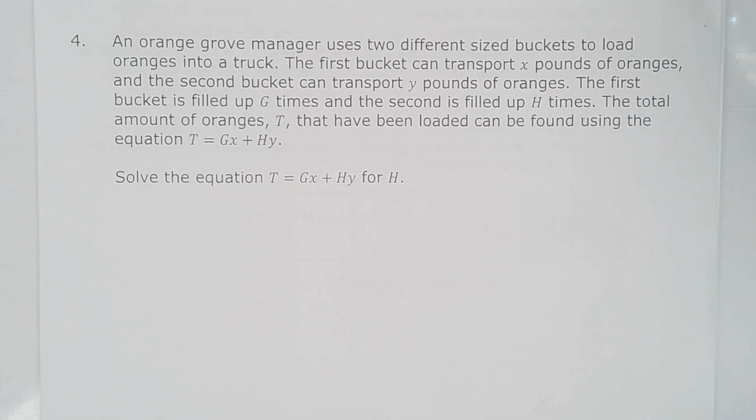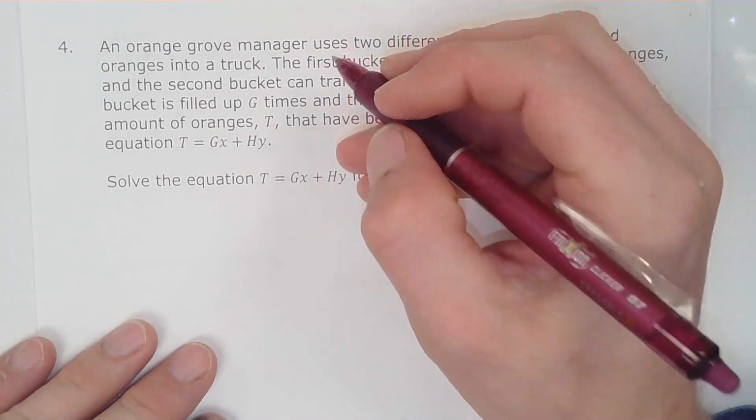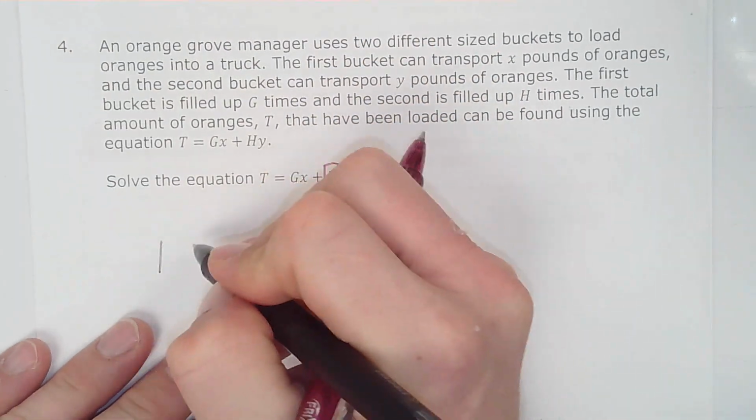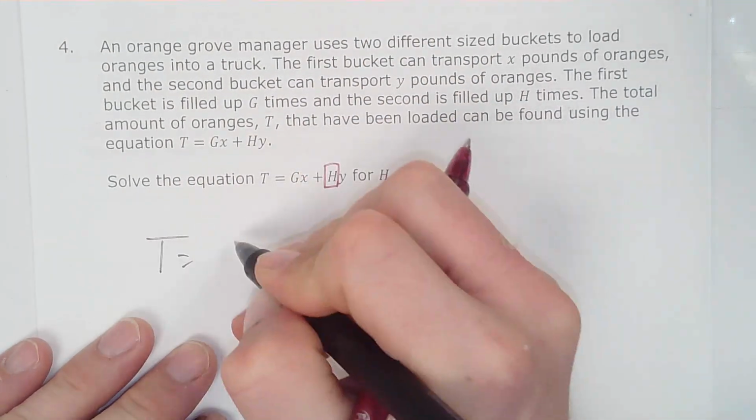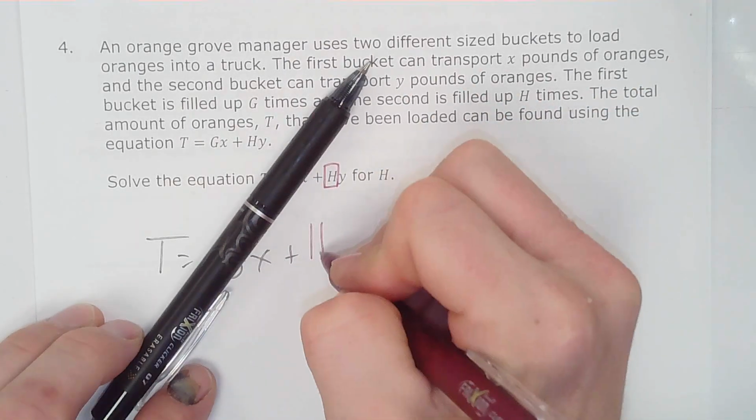Okay, there's a lot of words here, right? Kind of skimmed over it, jumped to the back, and it says solve this equation for h. Oh, that's all I got to do? Okay. Let me solve this equation for h. I'm solving this, so I'm going to rewrite this a little bigger. T equals gx plus hy.